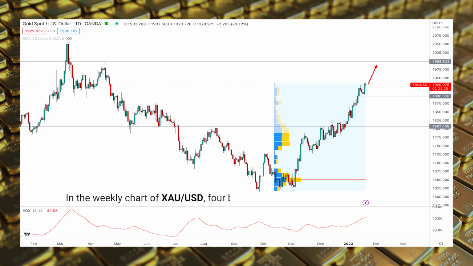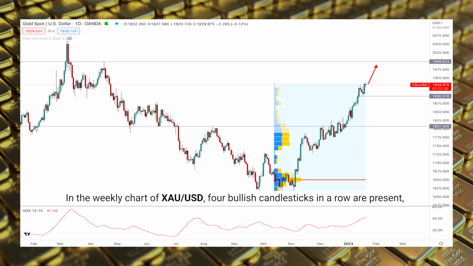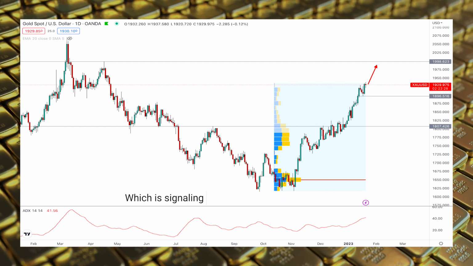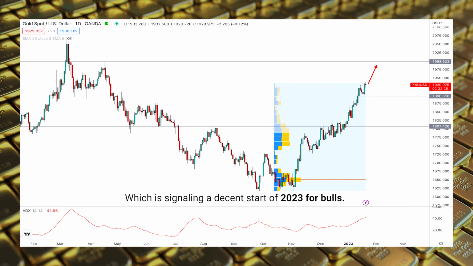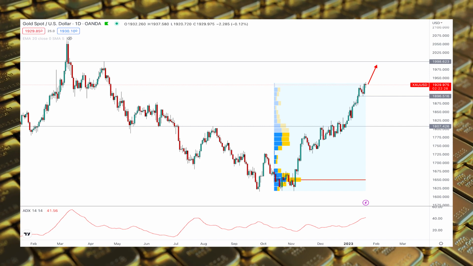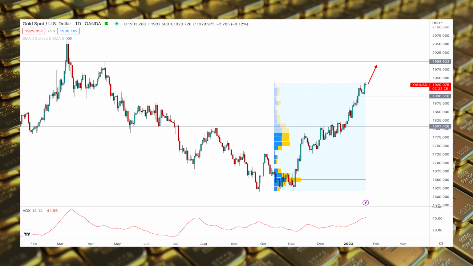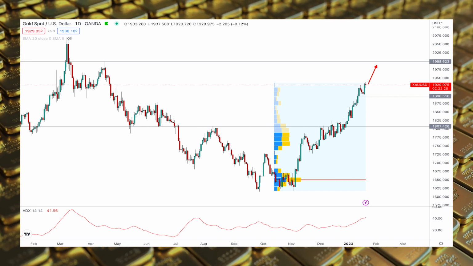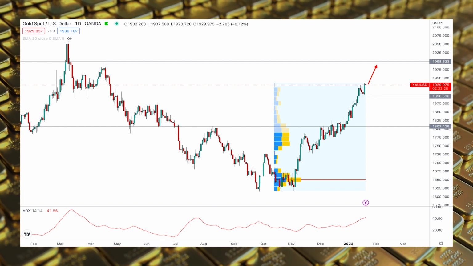In the weekly chart of gold USD, 4 bullish candlesticks in a row are present, which is signaling a decent start of 2023 for bulls. Based on the fundamental and higher time frame candlestick structure, it is better to consider the current trend as bullish as the demand for physical gold is solid.